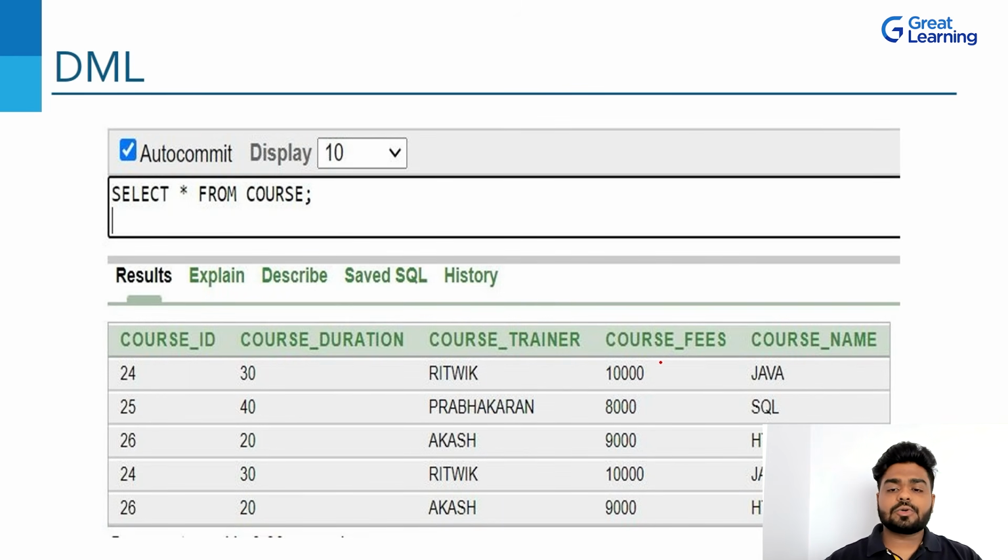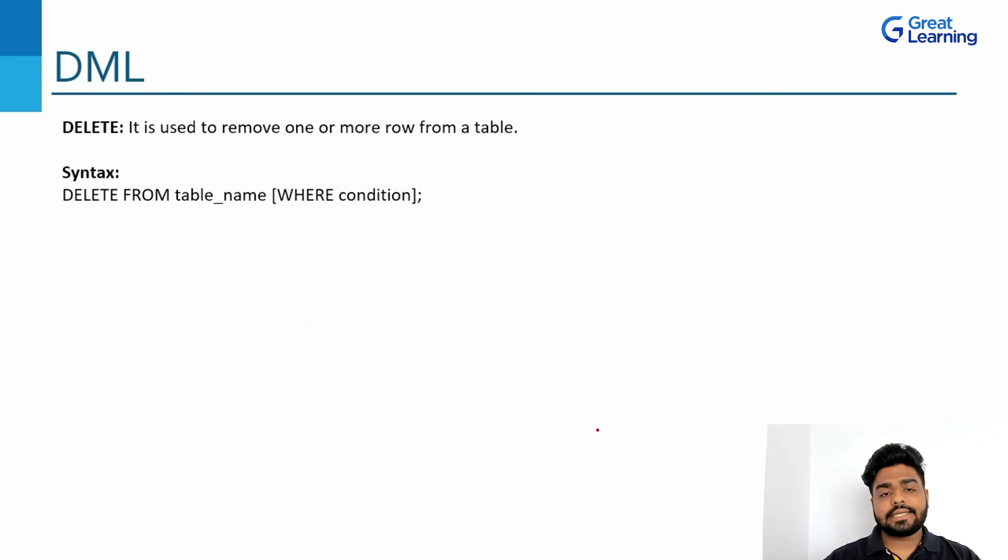So select star from course. Now you can see the Ritvik course trainer is having 10,000 course fees, right? Now delete. So it is used to remove one or more rows from a table. Again, drop drops everything, truncate just deletes the rows or the values from the table but keeps the structure. Delete is used to remove one or more rows from a table. That means one data or one of the data, only that will be removed. Which one you want to remove, that will be removed.